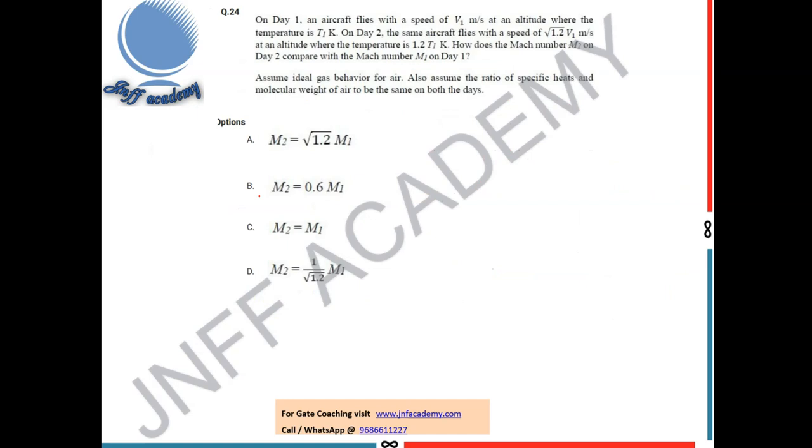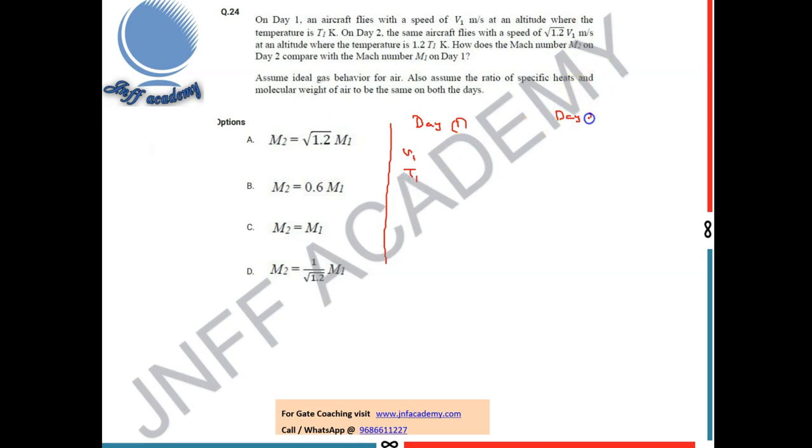Okay, coming to the next question, it's a very straightforward question. What is given in the question is the aircraft was flying with a speed of V1 at an altitude where the temperature is T1 on day 1. So the aircraft is doing some testing. On day 1, they are testing that the velocity of the aircraft is V1. It is flying at an altitude where the temperature is T1. Okay.